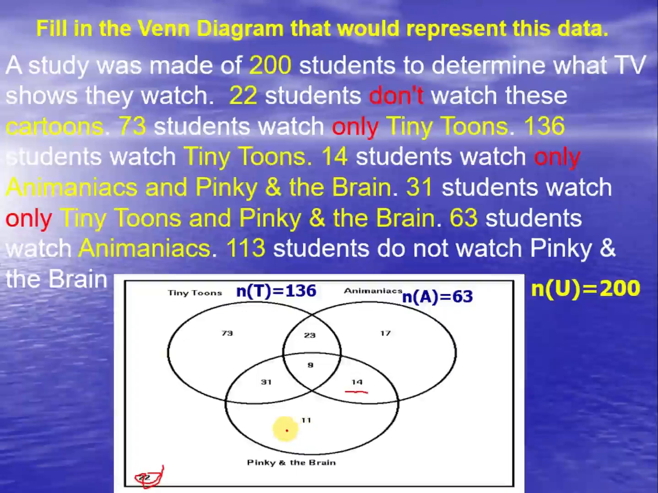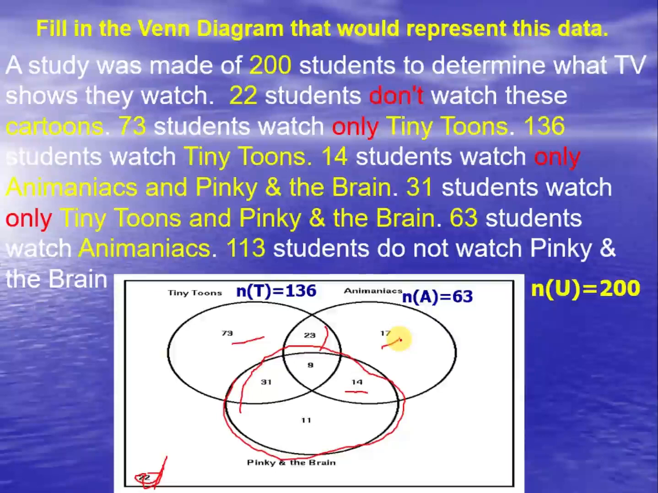them. So those who watch Pinky and the Brain are the 31, 9, 14, and then 11. Sum them up and take it out of the total. That's 200, and you get the result. So 200 minus the total of this. Okay, that is one of the ways of getting it. Or just use your hand to close this whole circle. That's the Pinky and the Brain. And then you sum up 22 plus 73 plus 23 plus 17, and you're going to get 118.